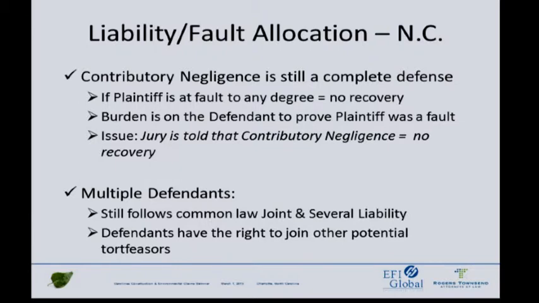One thing, North Carolina has pattern jury instructions. South Carolina doesn't. So if you have cases in South Carolina and the attorneys spend all this time drafting jury instructions, it's because we do have to actually draft them. We don't have pattern jury instructions. But the North Carolina pattern jury instruction on contributory negligence tells the jury that if they find the plaintiff is negligent, the plaintiff doesn't recover.